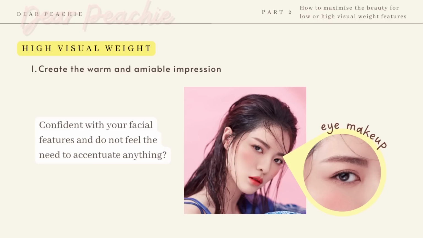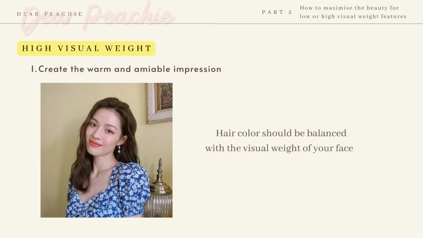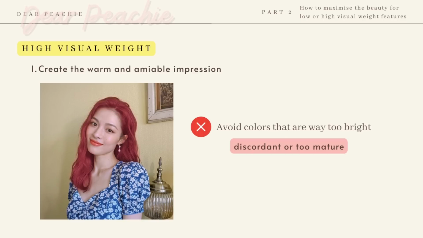Just a light touch is able to bring more alertness to them. Less is more in your case, because overly heavy eye makeup masks your beauty and throws off the balance of your visuals, making you look fierce instead. When it comes to hairstyles, the main thing to consider is that the hair color should be balanced with the visual weight of your face. Avoid colors that are way too bright, as they can make you look discordant or too mature.